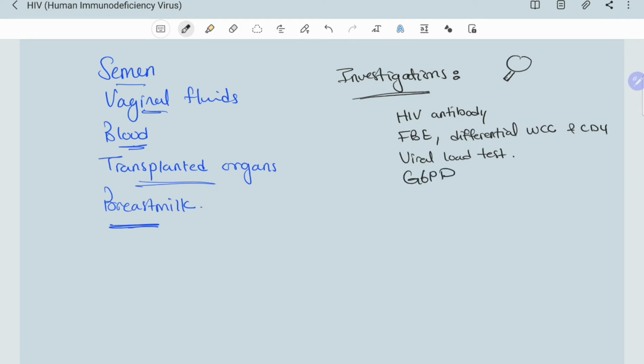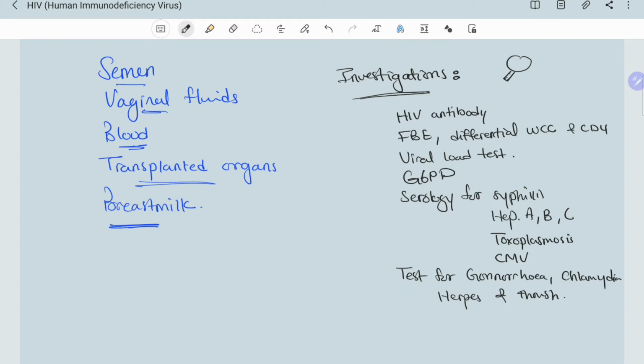Another important thing is serology for TORCH infections, for syphilis, for hepatitis A, B, and C. We can also test for other sexually transmitted infections such as gonorrhea, chlamydia, herpes, and we can also check for thrush. And finally, we can also order a Mantoux test for tuberculosis.